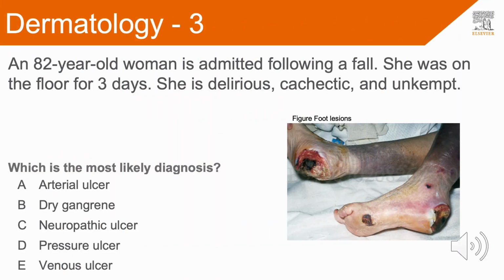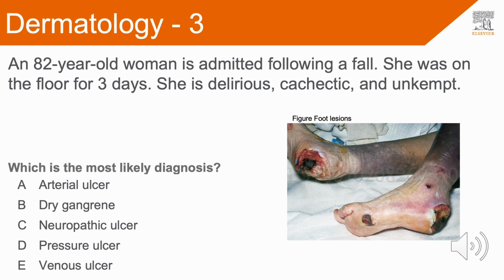An 82-year-old woman is admitted following a fall. She was on the floor for 3 days. She is delirious, cachectic, and unkempt. In the picture, we can see a depiction of lesions on her feet. Which is the most likely diagnosis?